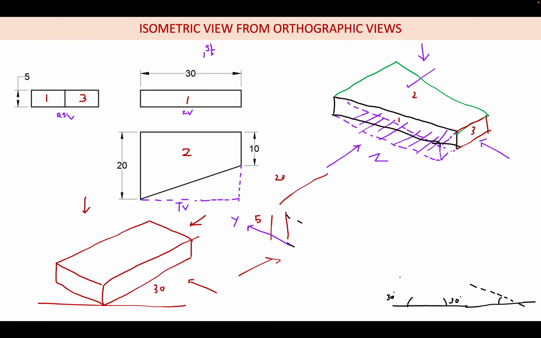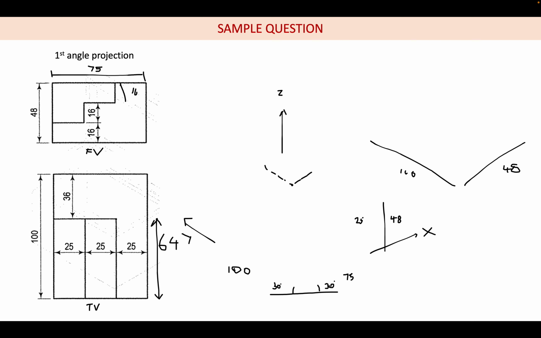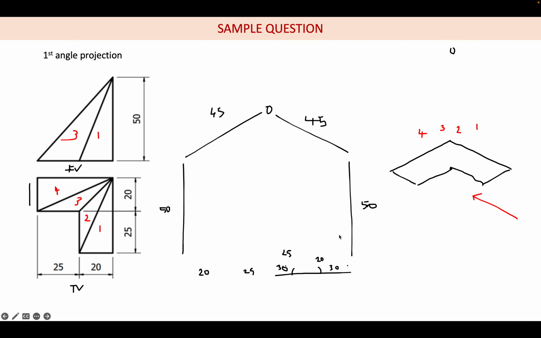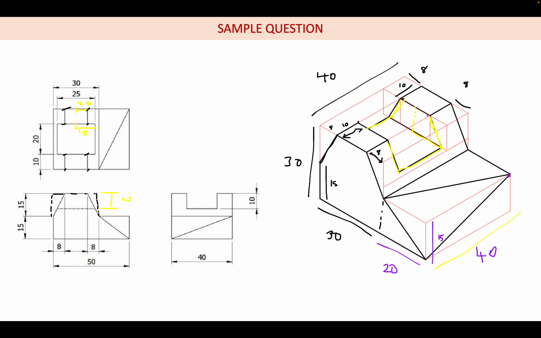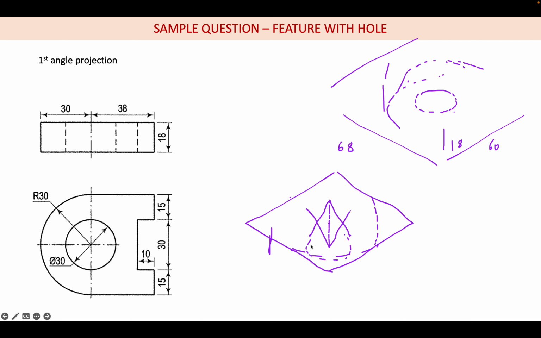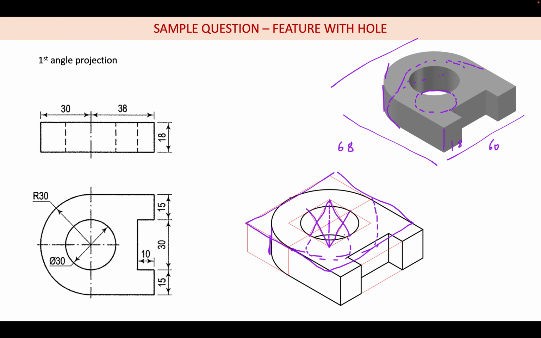Then from the orthographic view, how we are going to generate the isometric view, that we saw. First the simple taper object, then this stepped object, then this sliced object which is oblique, and then we saw this 3D object. So you have to first strategize how we are going to draw the object. So part by part we did, and next we saw this feature with hole. Any doubts in what we discussed till now?